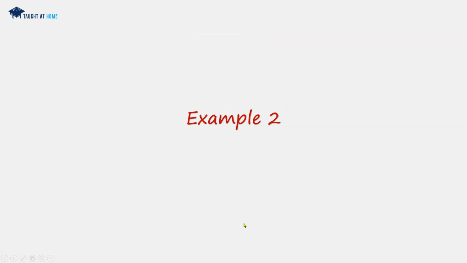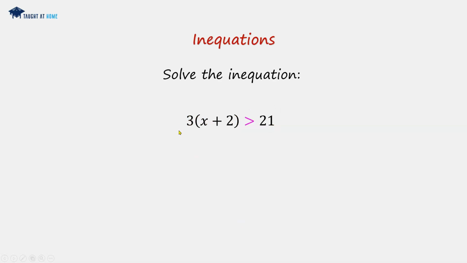Example 2. Let's solve 3 times (x plus 2) is greater than 21. And we've got 3 outside the brackets, we've got x plus 2, so we can divide both sides by 3 to remove the 3 from this side. And now 21 divided by 3 is 7.